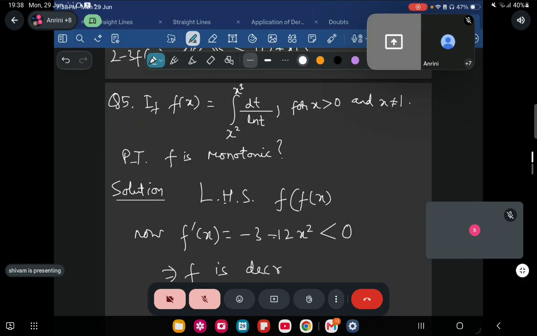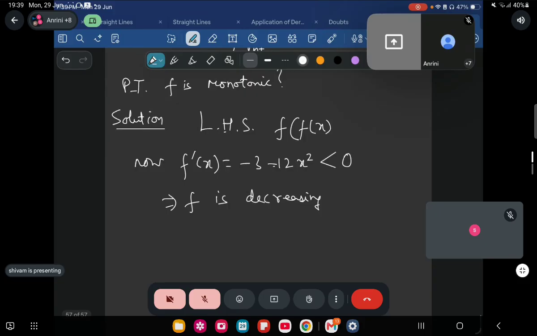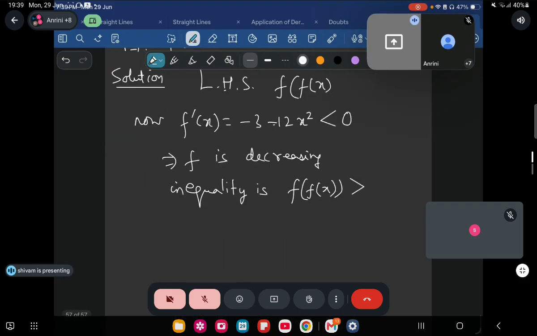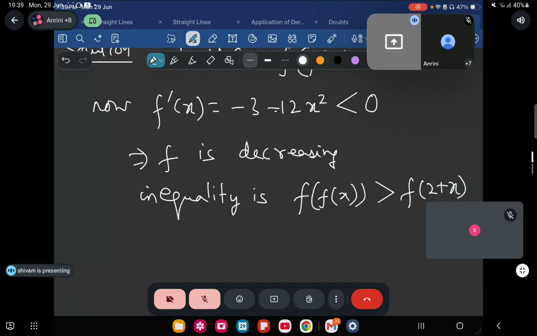Tell me, everyone. If f is a decreasing function, what is our inequality? Inequality is f of x greater than f of 2 plus x. Okay, now if the function is decreasing, this implies f of x will become less than 2 plus x, if you can understand.